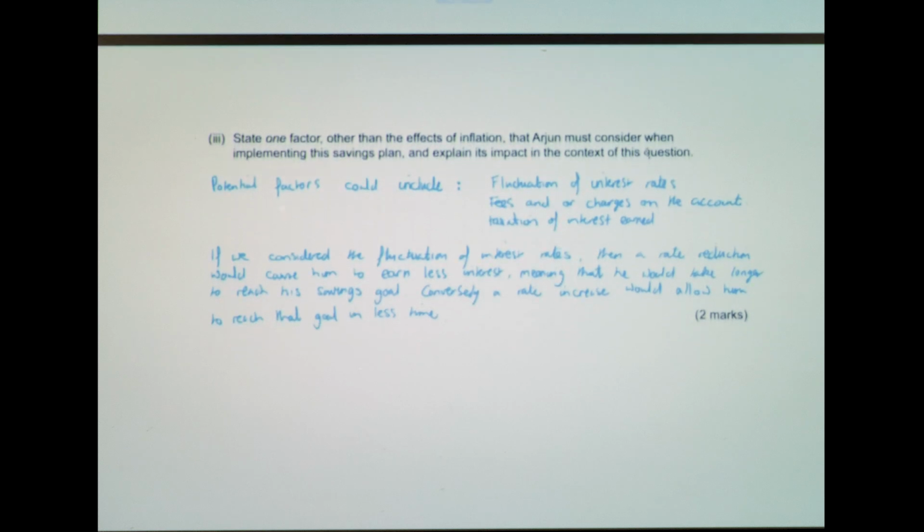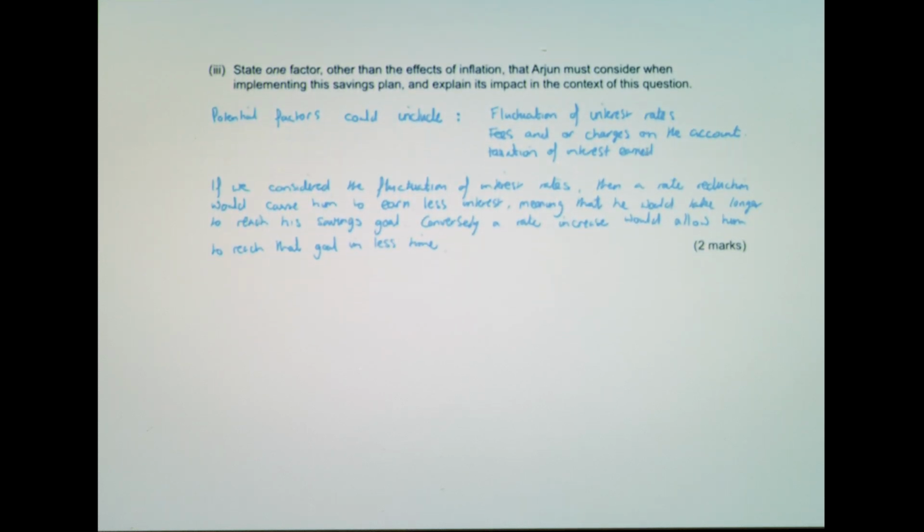The last part of question 1 looked at stating factors other than the effects of inflation that Arjun must consider when implementing the savings plan. I've given a couple of possible answers. There were obviously several answers that we got. The most common ones were to do with fluctuation in interest rates, fees and or charges associated with the account, and I've also said taxation on the interest that was earned.